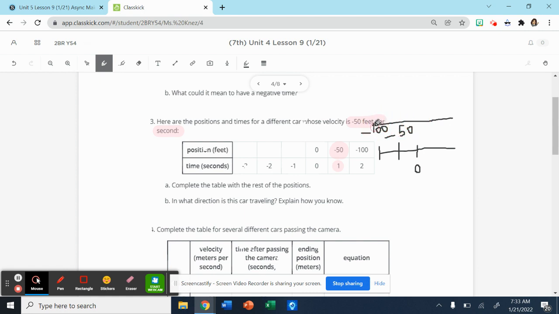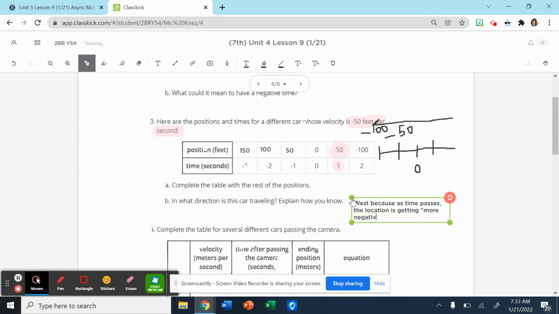the negative direction. And so at negative 1 second, 1 second before the car reaches 0, we know that the position of the car is going to be 50. And then at negative 2 seconds, so 2 seconds before the car reaches 0, we know the position will be 100. And at negative 3 seconds, it'll be 150 because again, it's moving 50 feet per second, but it's moving left. It's moving towards the west. We know the car is moving west. And the reason is because as time passes, the location is getting more negative.